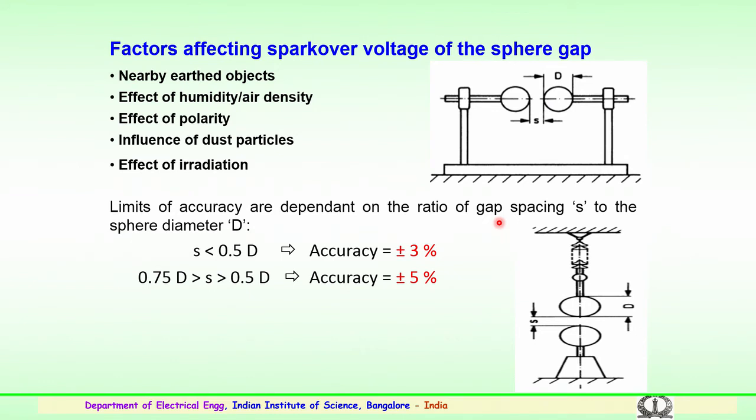Whereas in case the distance S, that is the gap distance, to the diameter of the spear is more than 0.75 d, or greater than 0.5 d, then the error will go higher, to plus or minus 5%. So, you may not get very accurate results. So, you will have to be using the spear gap assembly at less than the specified 0.5 diameter of the spear.